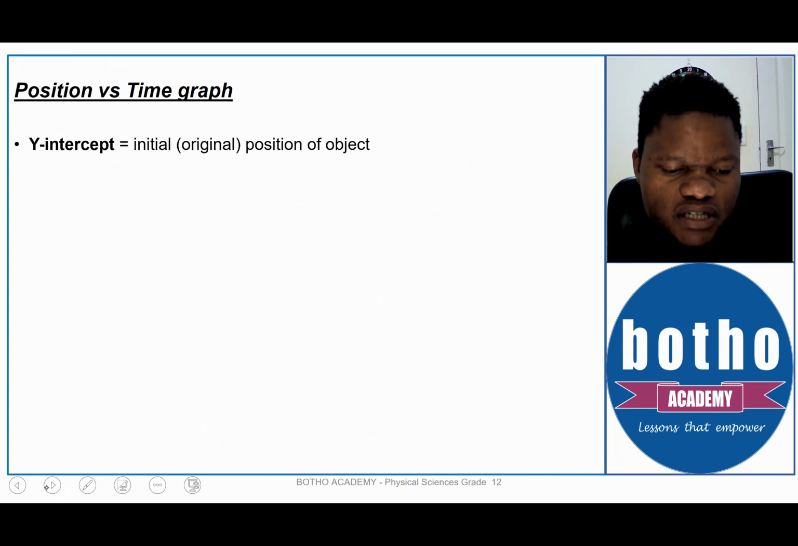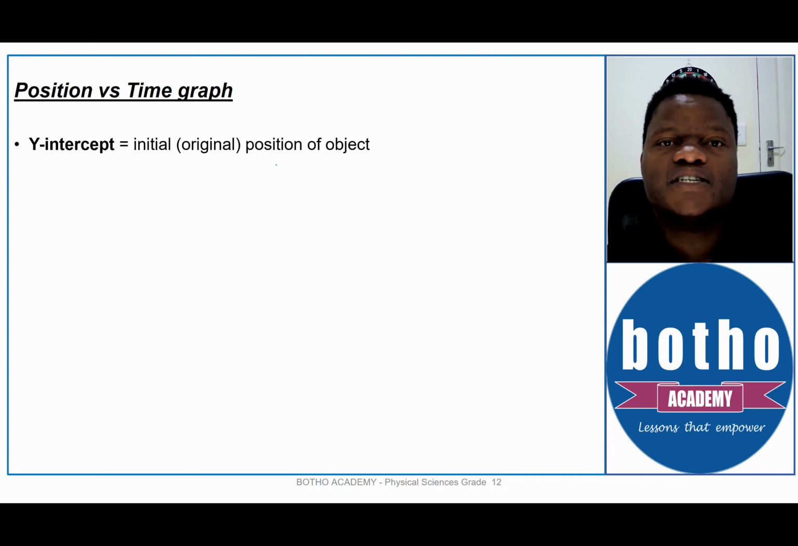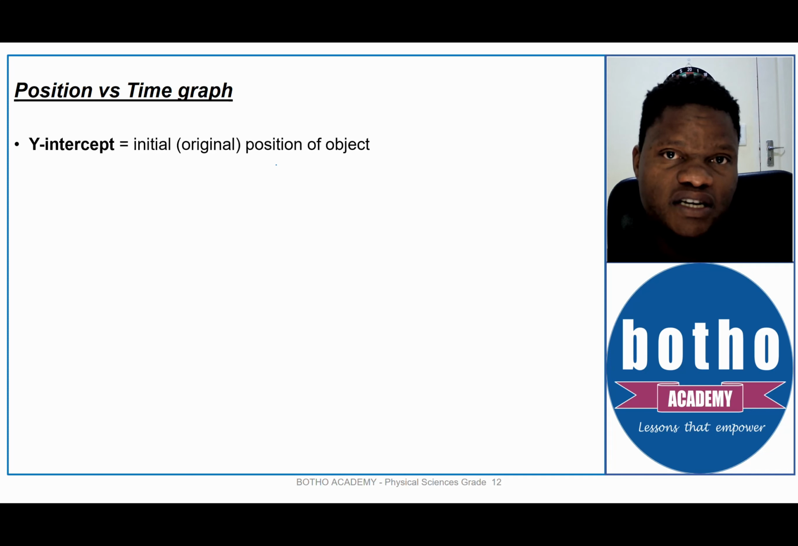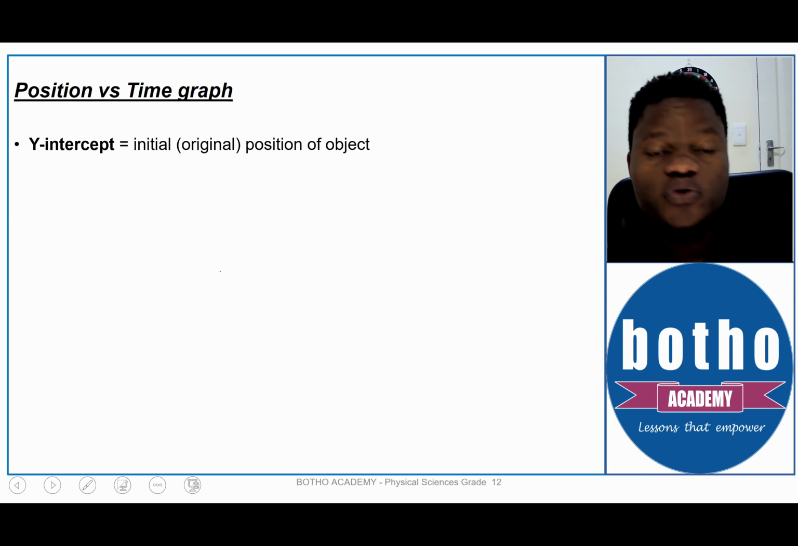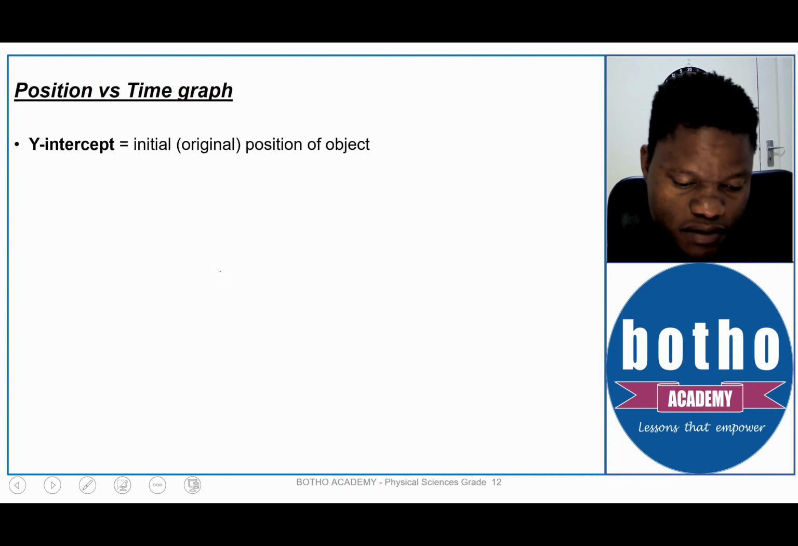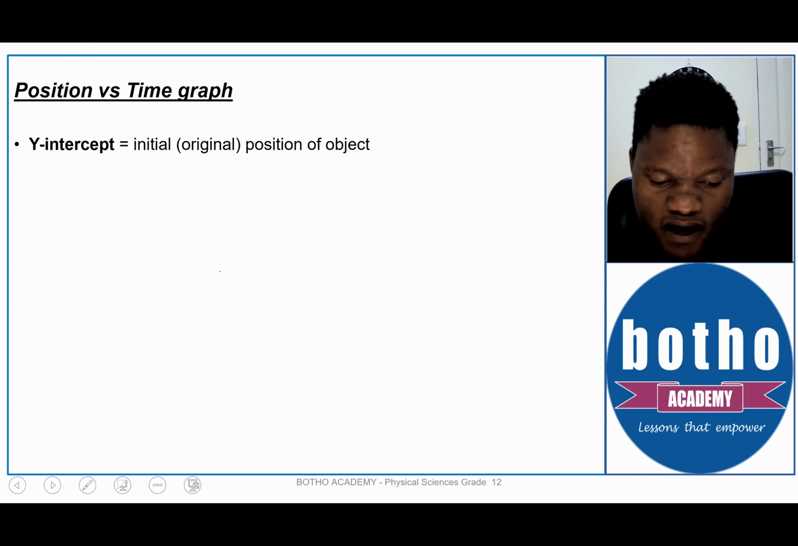Number one is that the y-intercept represents the original position of the object. It represents where the object starts. If the object is starting from the ground, this is likely going to start from the origin of your graph, where your x-axis and the y-axis are in contact.